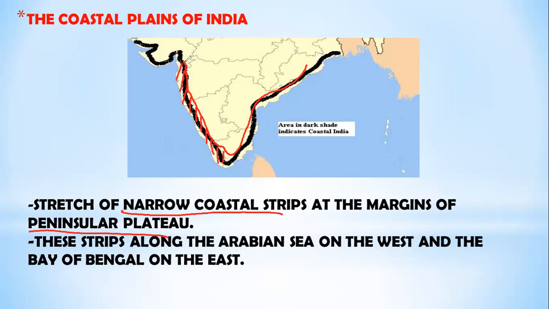present between this Western Ghat and Arabian Sea is called Western Coastal Plain, and the narrow strip of land present between Eastern Ghats and Bay of Bengal is called Eastern Coastal Plains. So these strips along the Arabian Sea on the west and Bay of Bengal on the east. We'll further study about its features.